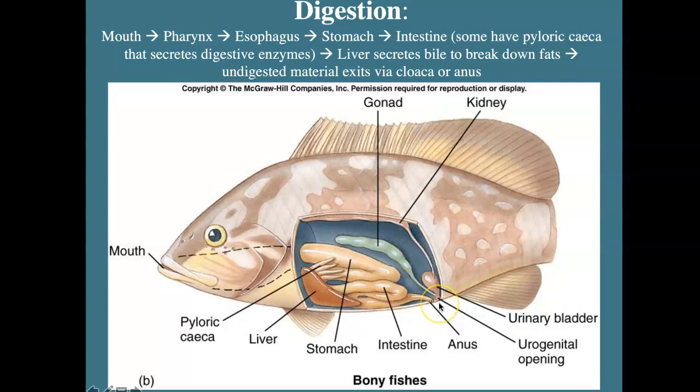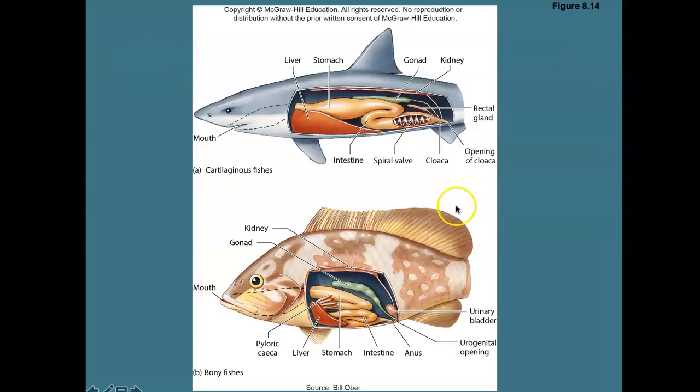Again, your cartilaginous fish only have 1. They just have the one-stop shop cloaca that does everything. It expels wastes, and it does reproduction. It does it all. So this is just some of the differences between your bony fish and your cartilaginous fish. You can see here is your cloaca, the opening of your cloaca, and then here you have the 2 openings, the anus and the urogenital opening.